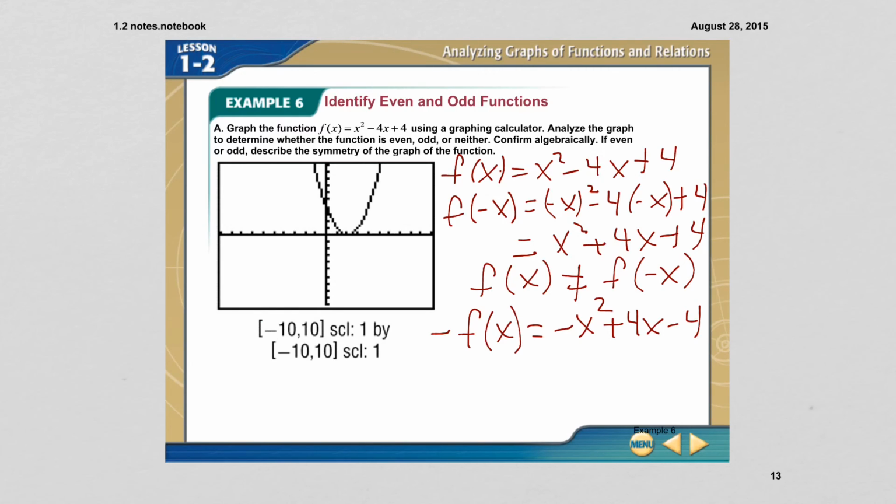Well, if we check negative f of x and f of negative x, they are not equal. F of negative x is not equal to negative f of x. Therefore, our function is not an odd function either. So this one is neither.